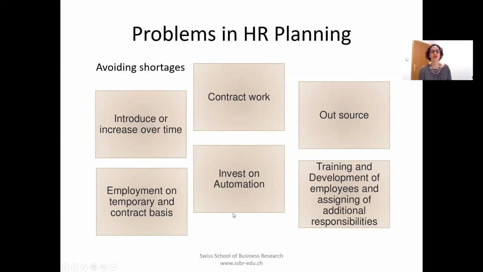You can also invest in automating things. So if there are specific tasks that don't need to be done manually, then automate them. And then of course, you can always refer to the workforce that you already have. You can train them, reskill them, develop them so that they can take on more responsibilities as well.